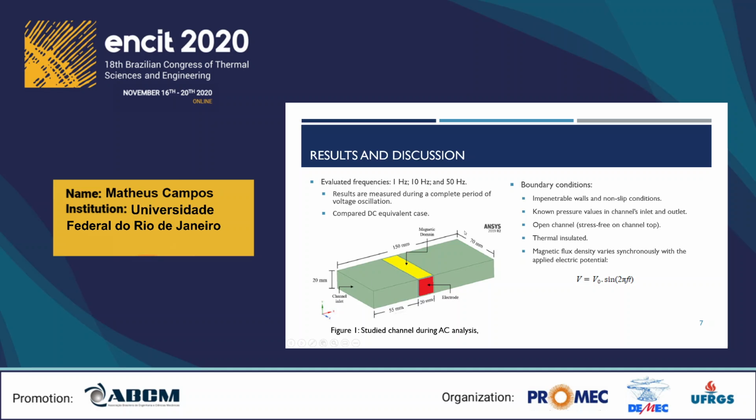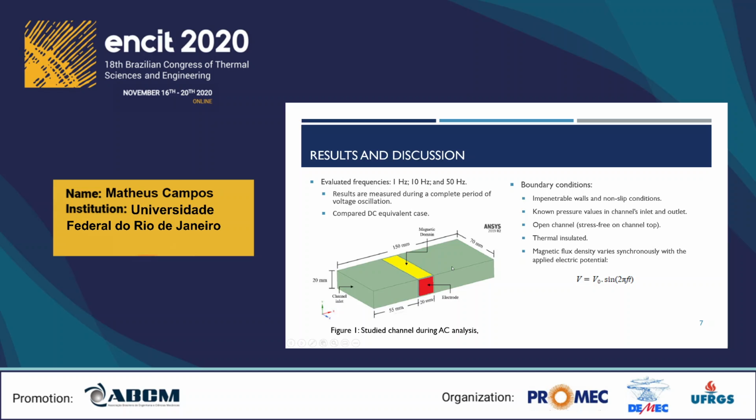Also we select the known pressure in the inlet, static pressure, and the outlet dynamic pressure as the boundary conditions. And for the electrodes we select one with zero electric potential, and for the other one we use a sinusoidal function where 30 volts is used as peak voltage. For the magnetic flux density we consider it as uniform in this magnetic domain and zero outside that, and it varies synchronously with the applied electric potential.